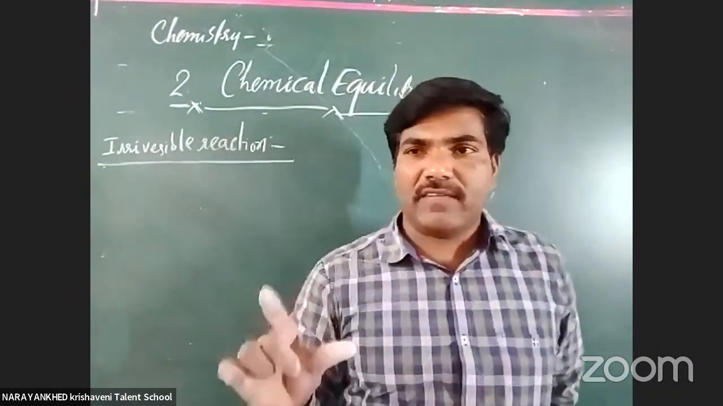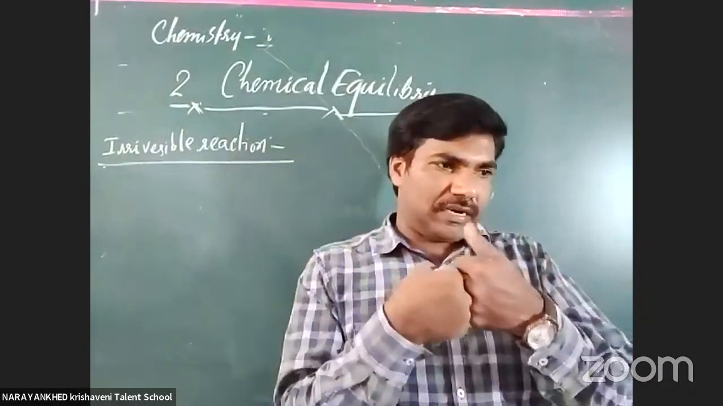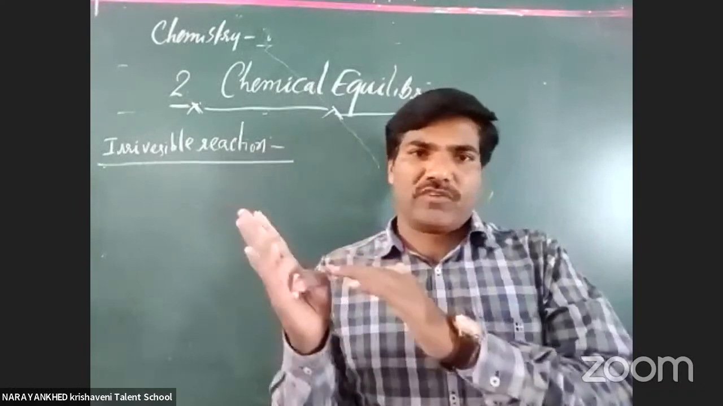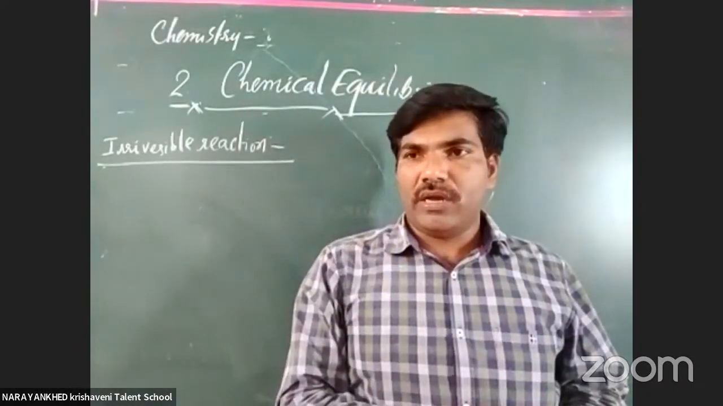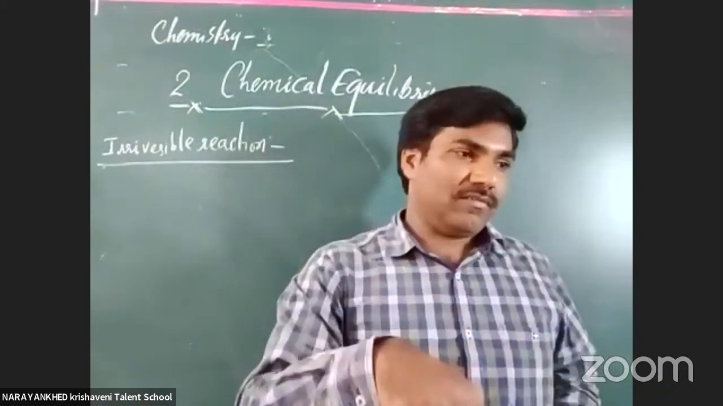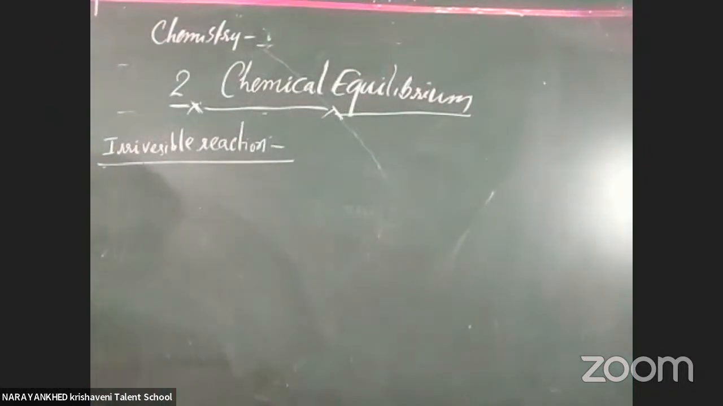One reactant reacts with another reactant. They form new products. Again, the new products do not form the reactants back. Okay, that is called what? Irreversible process. They gave an example here.